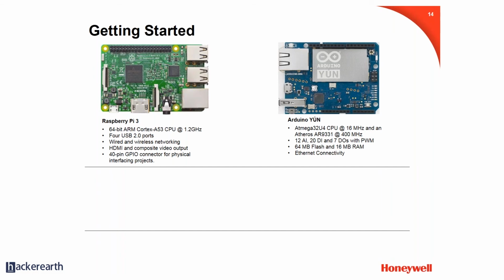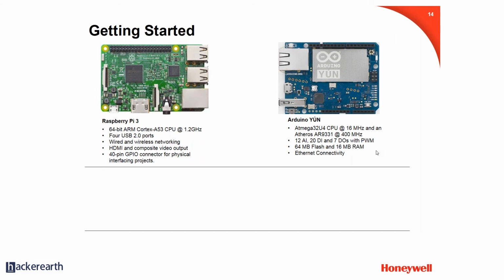So if somebody is getting started on IoT, I can talk about a few things on how you would want to get started. The first thing you can do is get a development board. There are a plethora of development boards out there, and the most popular ones right now are a Raspberry Pi or an Arduino.